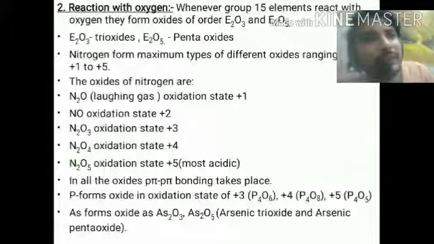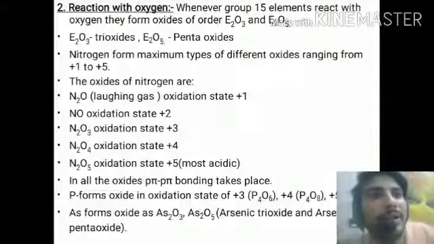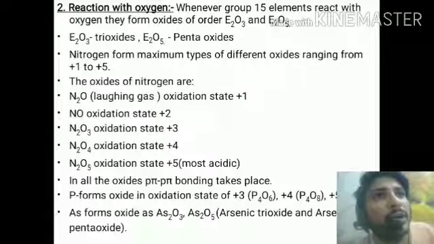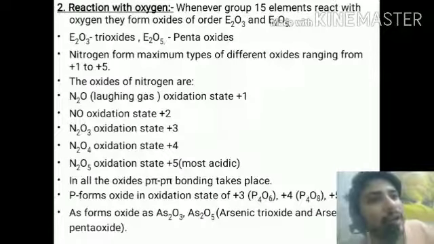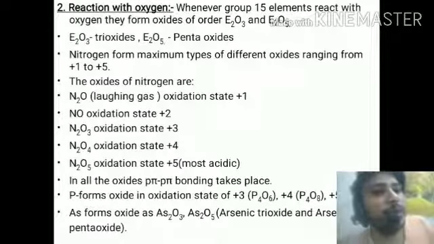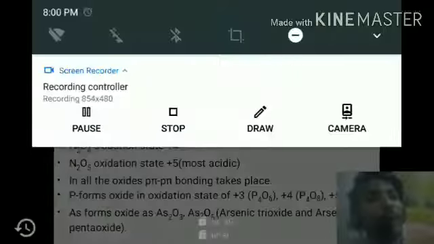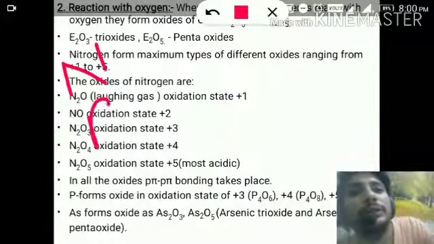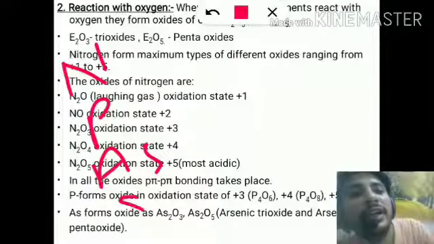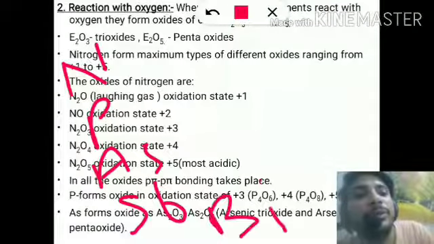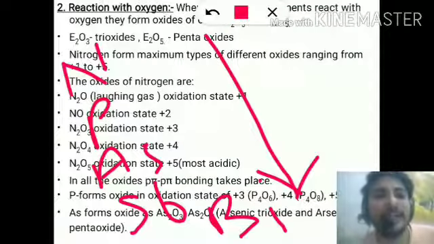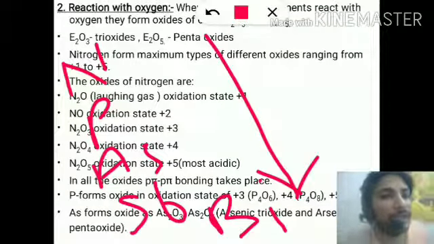Now, reaction with oxygen. Whenever a group 15 element reacts with oxygen, it forms the trioxide or the pentoxide. The most important thing I would like to tell you, I forgot about it: when you move from top to bottom, nitrogen, phosphorus, arsenic, antimony and bismuth, the inert pair effect increases.